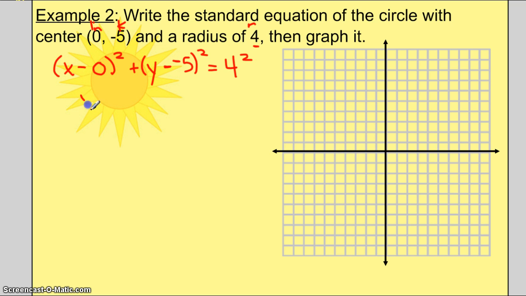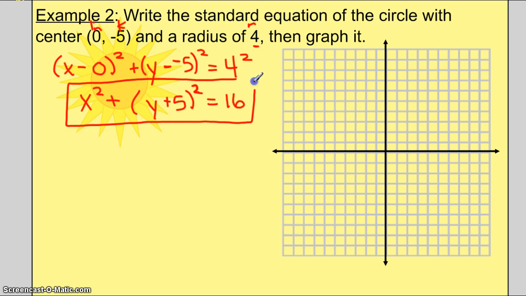x minus 0 is just x, so I've got x squared plus. Now be careful here. Whenever you have minus a negative, that becomes plus a positive. So really inside these parentheses, you should have y plus 5 squared equals 4 squared, which is 16. Now, on something like this, some people ask, do I have to FOIL this? Please do not. You leave it like that. That's as far as you have to go as simplification-wise. So this is your equation for your circle.